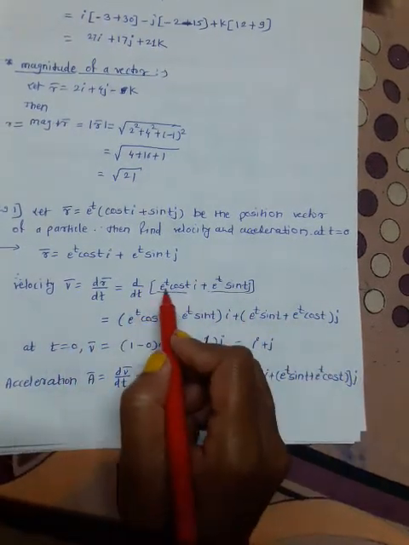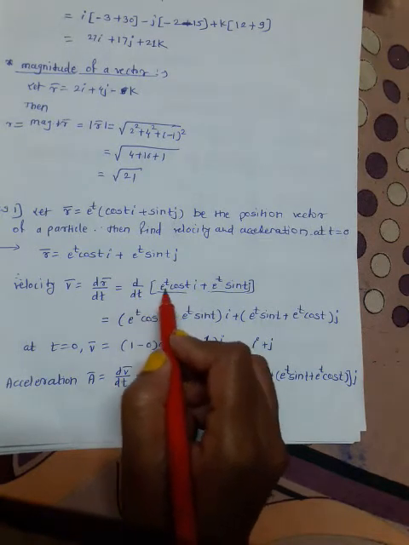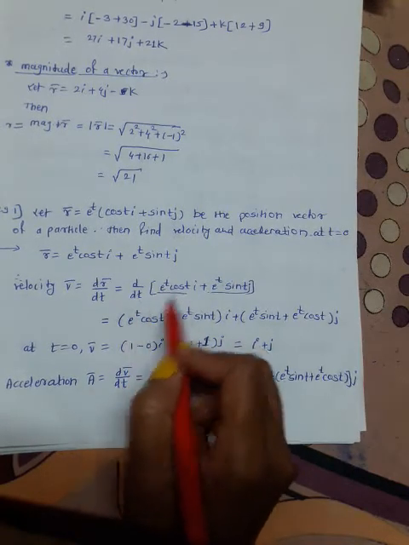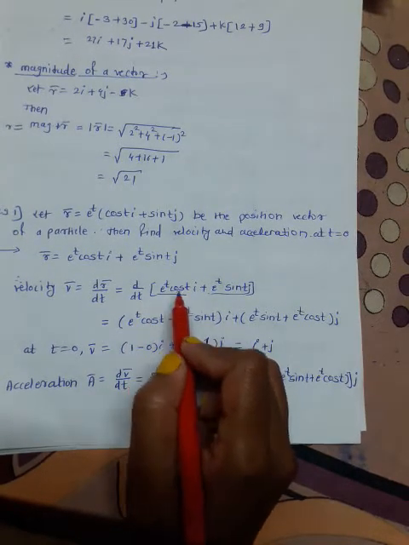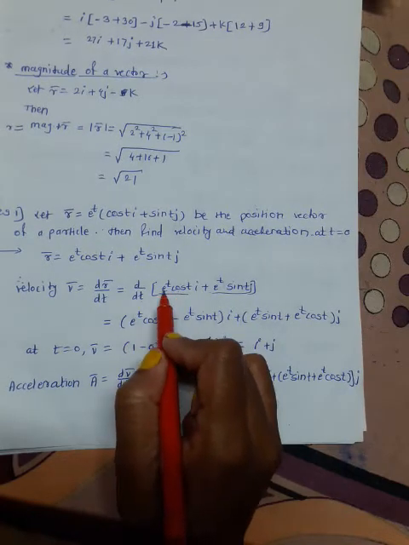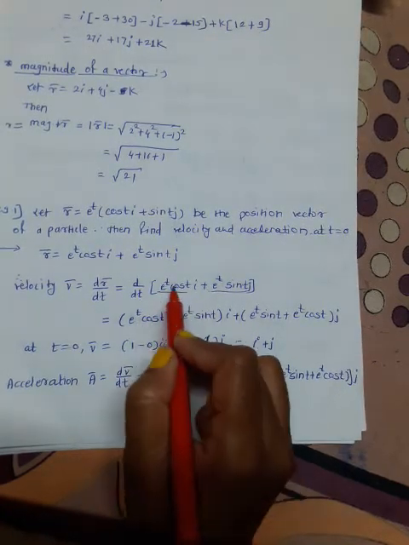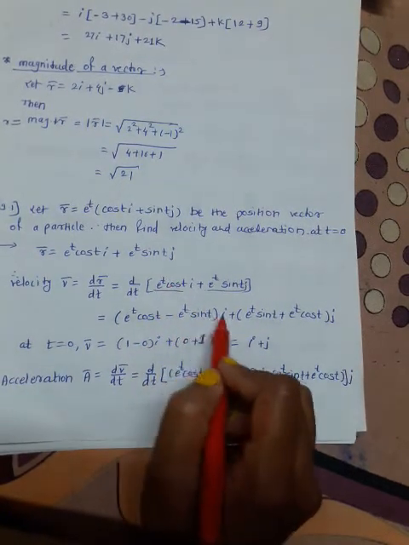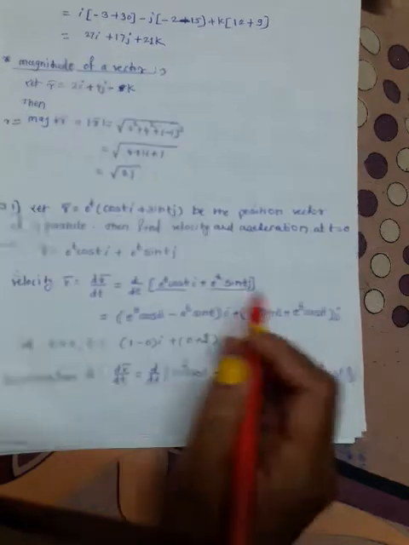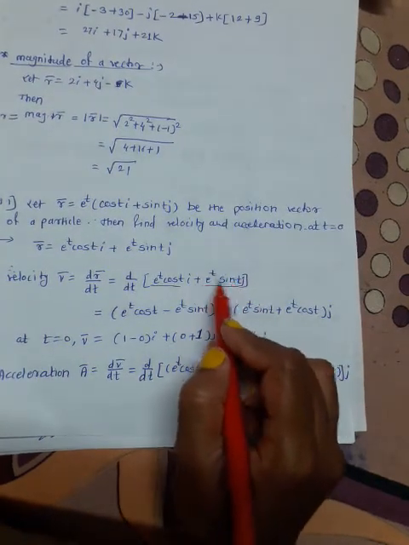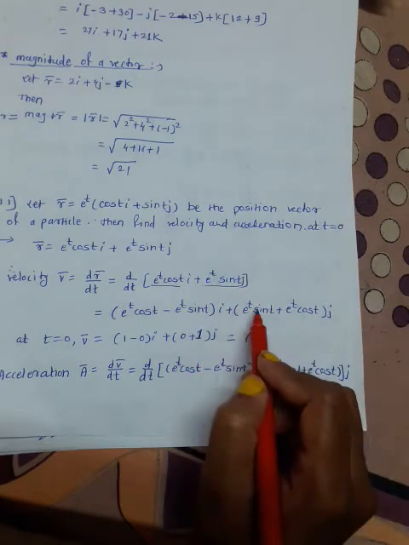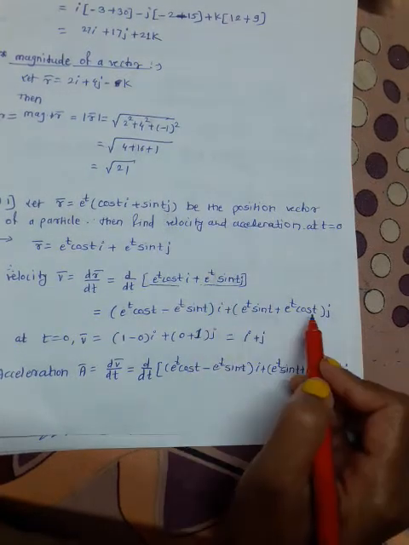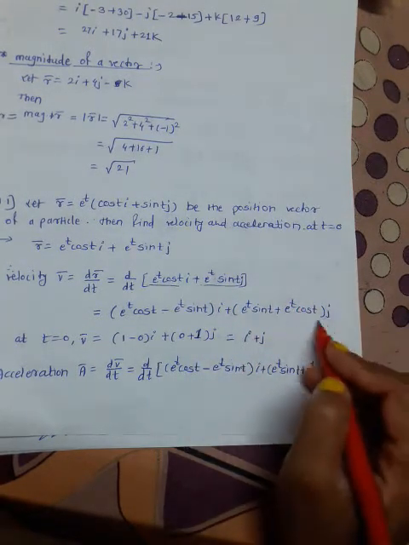Here the derivative is with respect to t, and there are two functions, so the u into v rule should be applied. First u as it is, cos t, into the derivative of e raised to t, which is e raised to t, plus e raised to t as it is into the derivative of cos, which has a minus sign: minus sin t. This is the first derivative into i as it is. Now here also we use the u into v rule: e raised to t sin t into the derivative e raised to t, plus e raised to t into the derivative of sin t, which is cos t, into j as it is.